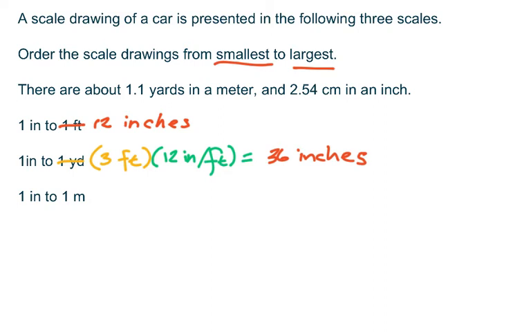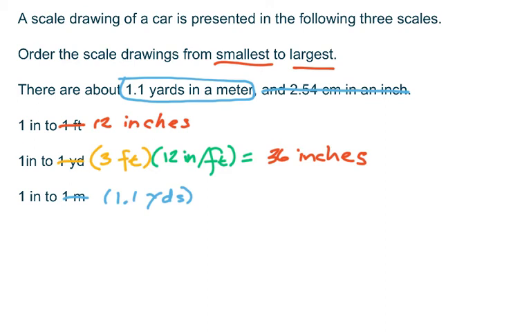So the last one is 1 inch to 1 meter. So I'll start by taking the 1 meter and rewriting it as 1.1 yards. So that was information that I was given here. It looks like I'm not going to need the information about centimeters, so I'm going to choose to just cross that out so I don't have to think about it. There might be another way to do the problem where you need it, but I'm not going to use it, so I'll just delete what I don't need.